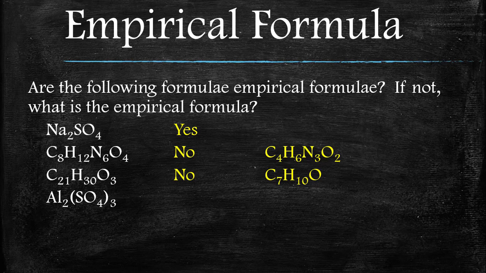Last but not least is aluminum sulfate, and this is an empirical formula because you realize you've got 2 aluminums, 3 sulfurs, and 12 oxygens, and since 3 is a prime number, there's nothing that can be divided by to give another whole number except for 1.